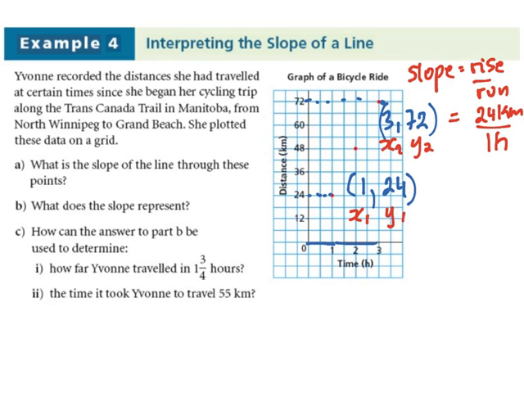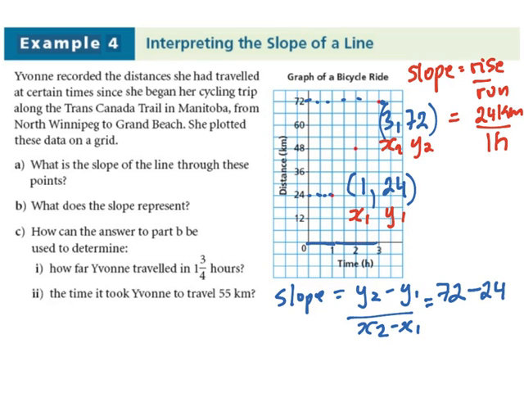I'm going to use the slope formula, which is y2 minus y1 over x2 minus x1, and now we plug in the specific y2 value and x2 values. 72 for the y2 minus 24 for y1 divided by x2, which is 3, minus x1, which is 1. 72 minus 24 is 48, and 3 minus 1 is 2, and 48 divided by 2 is 24, like above.